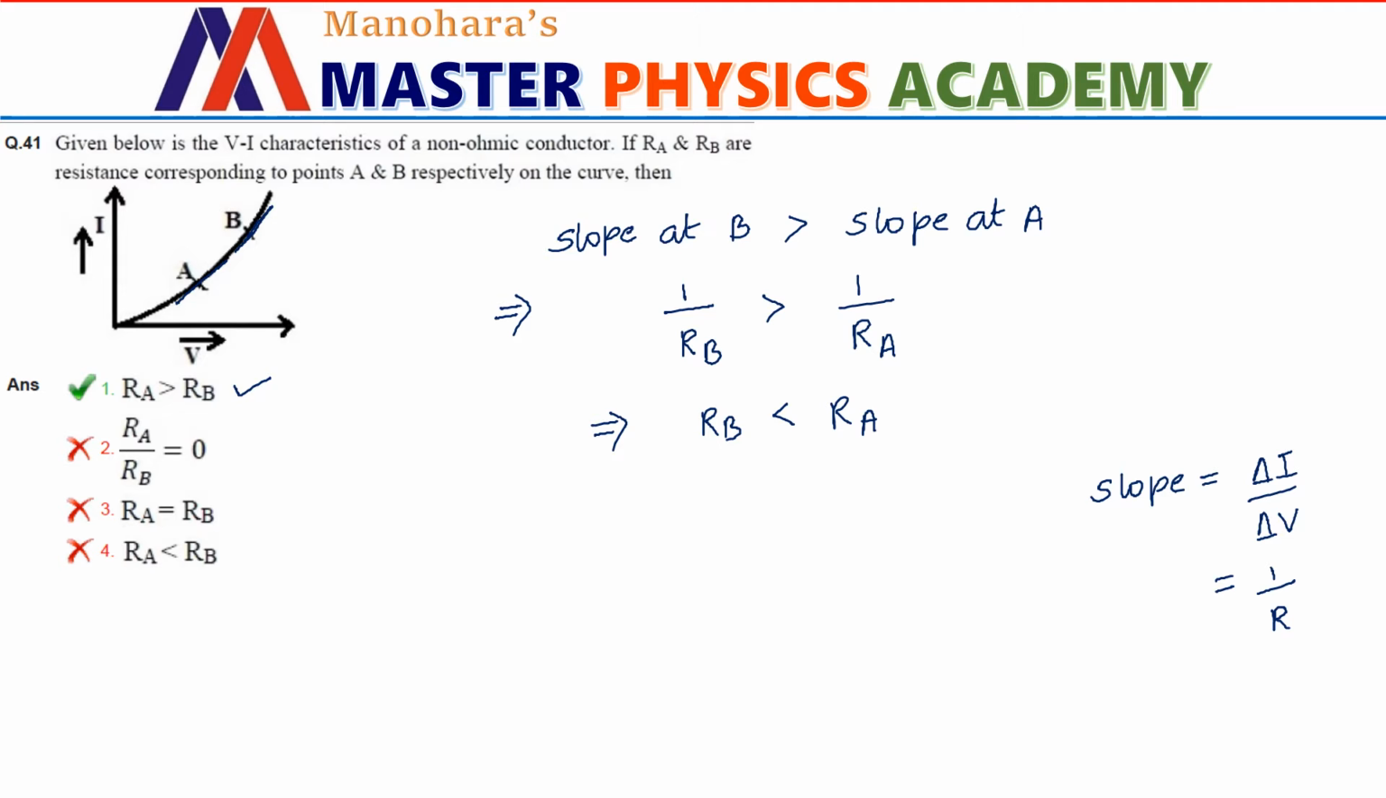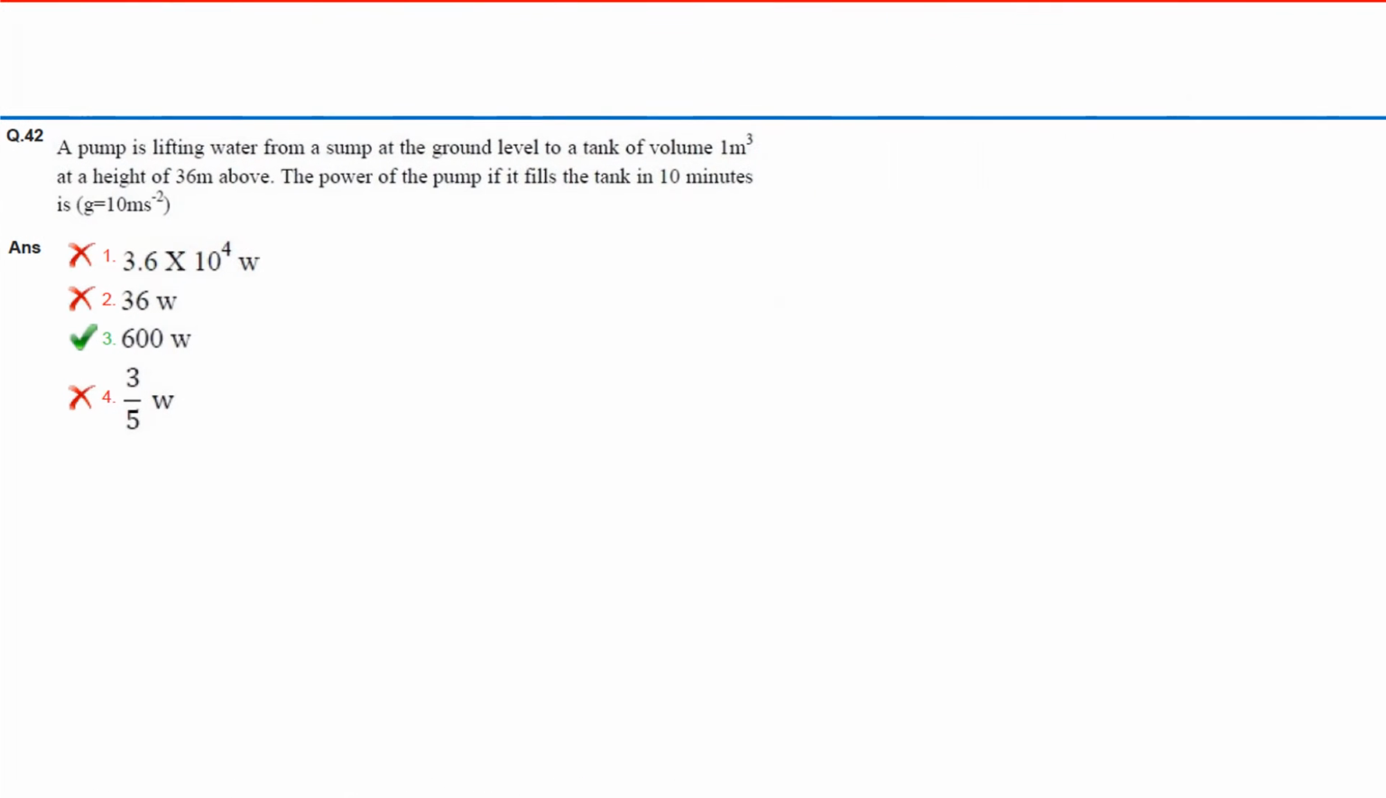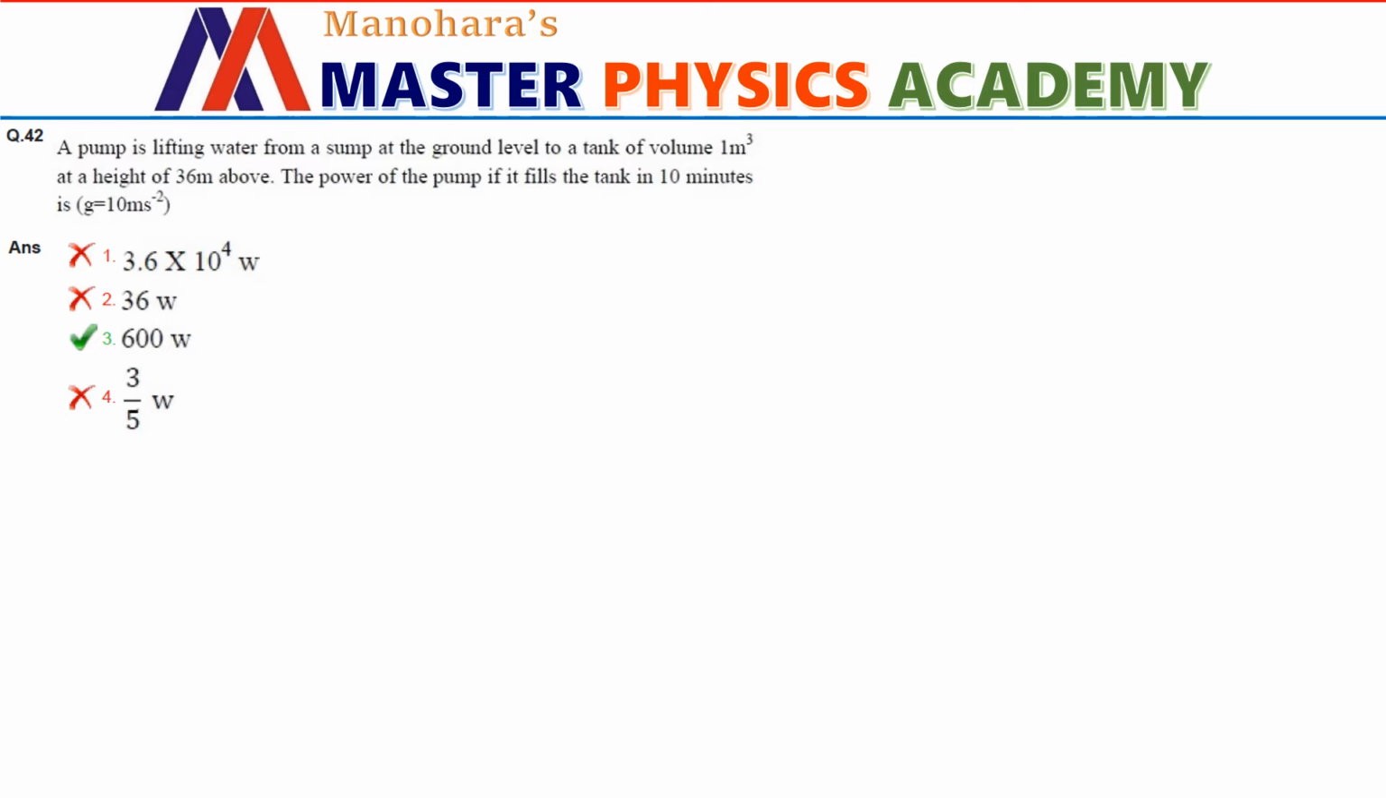Let us move on to question number 42. A pump is lifting water from a sump at the ground level to a tank of volume 1 meter cube at a height of 36 meter above. The power of the pump if it fills the tank in 10 minutes is. So what is the work done? Let us find it first. It is going to be mgh, correct? The work done by the pump will be equal to mgh.